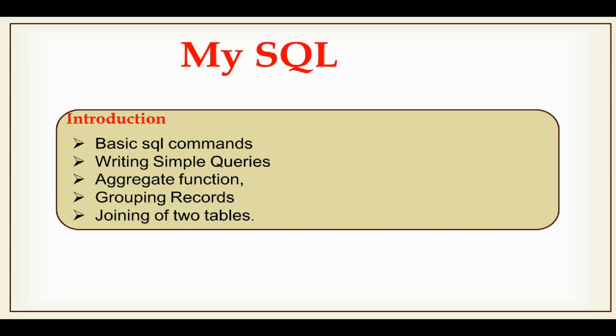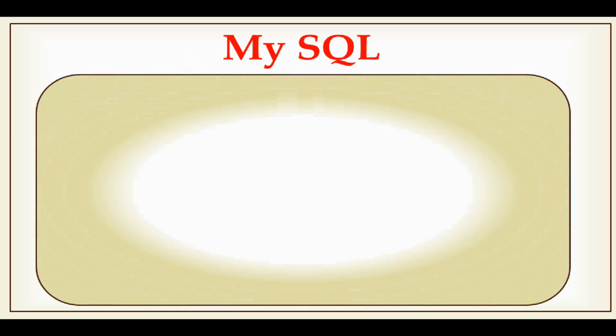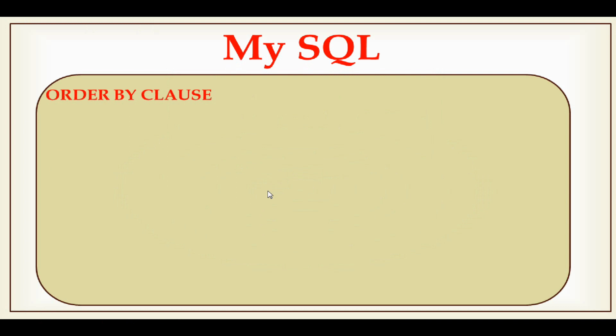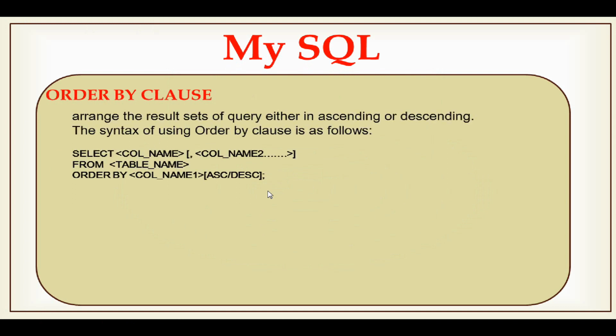So let's begin with recalling the ORDER BY clause. The ORDER BY clause is used for arranging the records either in ascending or descending order. The syntax is as follows. We have to specify the column name and ASC or DESC. ASC is used for ascending and DESC for descending. The default is ascending, so if you require ascending order you need not write ASC, but for descending you have to write DESC.